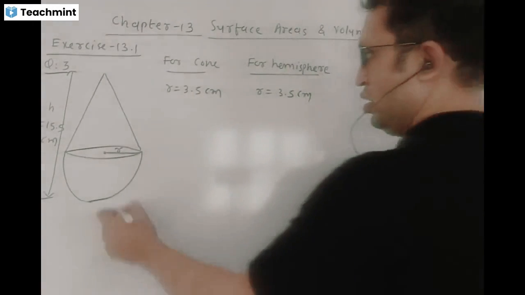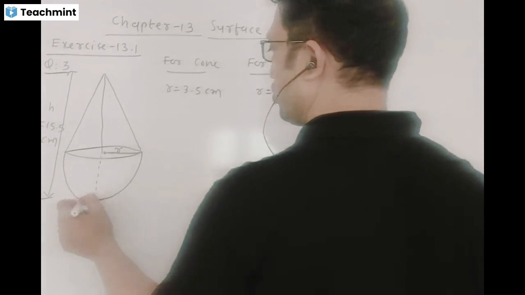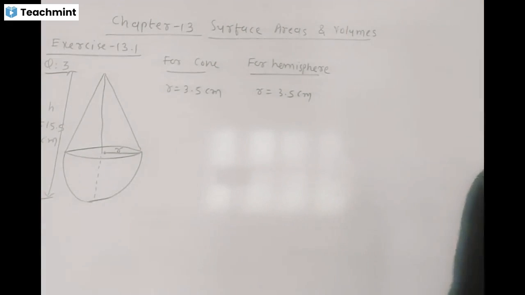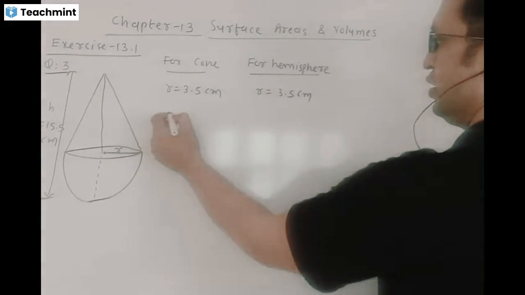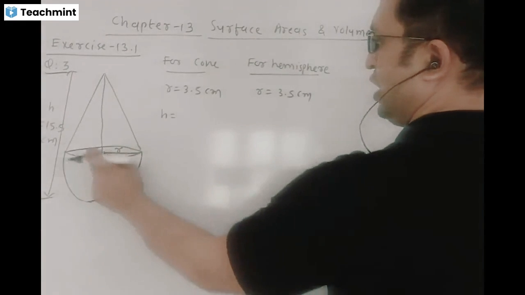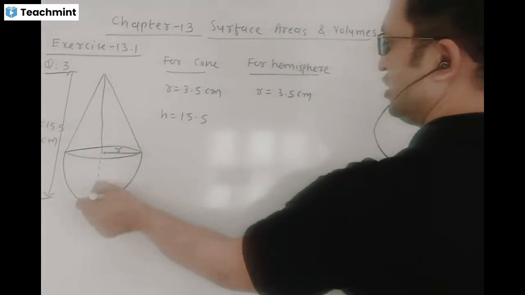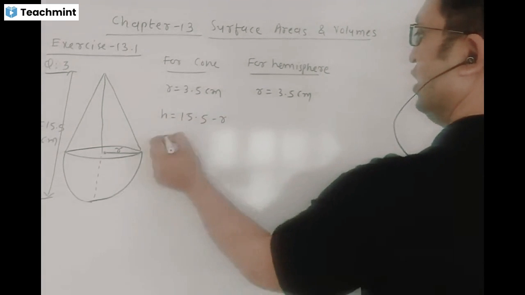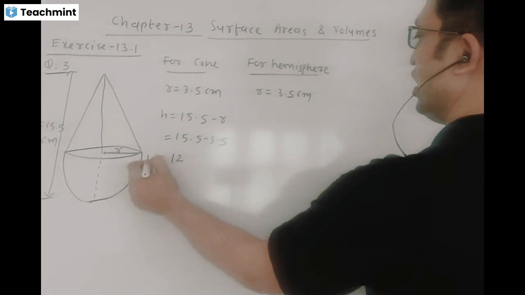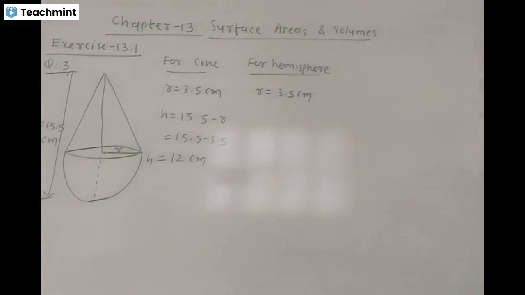Therefore, find the height of the cone. That is the radius of the cone, the radius of a hemisphere. So height of the cone is equal to 15.5 minus r, that is, 15.5 minus the radius of the hemisphere. What is the value of r? r is equal to 3.5, so the height of the cone is 12 centimeter. And we need to find the surface area of the toy.